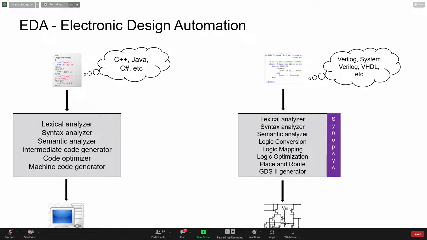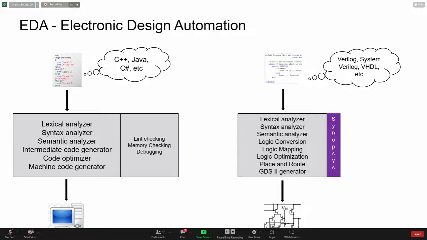Synopsys, as an EDA company, has tools which cater to all these processes, all these steps in the IC design flow or ASIC design flow. So what else do these tools in a typical software do? They do link checking, they will do memory checking to make sure that there are no leaks, and then they enable you to debug when it doesn't run properly.